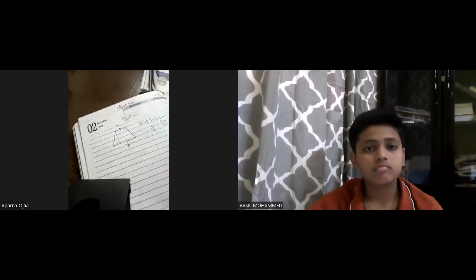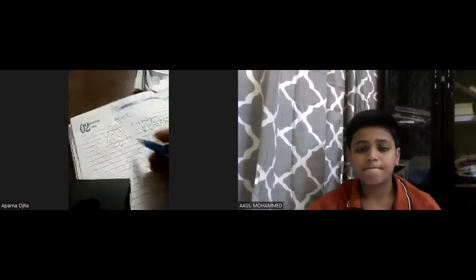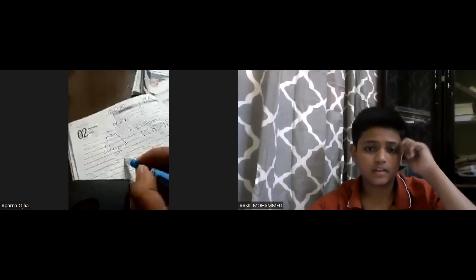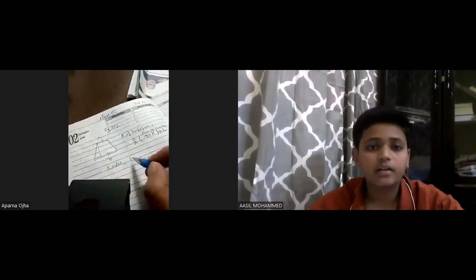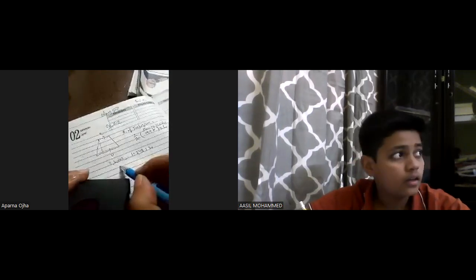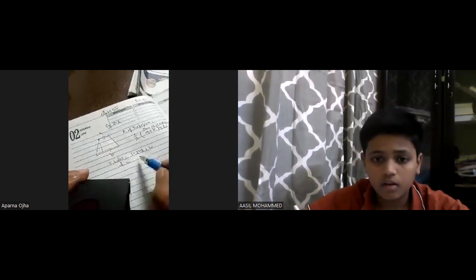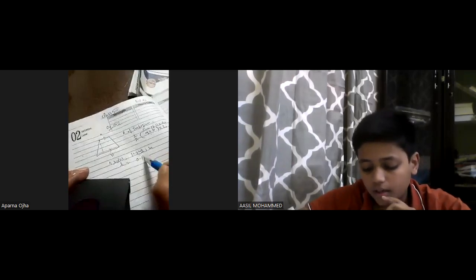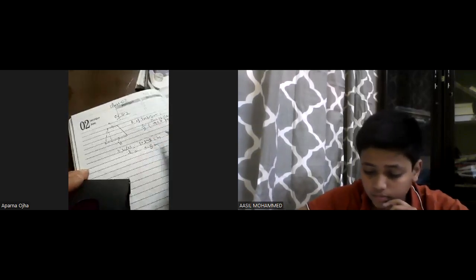Now in the question, everything is given clearly. What are the parallel sides? 1 meter and 1.2 meter, A and B. And the perpendicular distance, the height, how much is that? Height is 0.8 meter. Same units are there, so you can write the formula and put the values. Now, can you do it yourself?